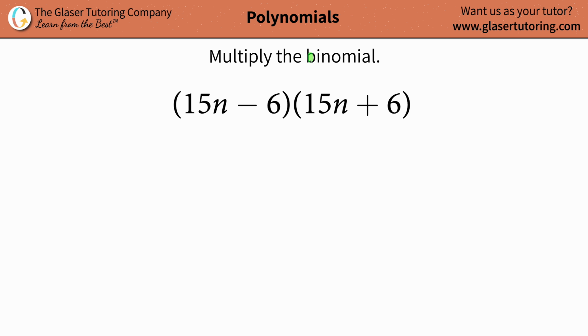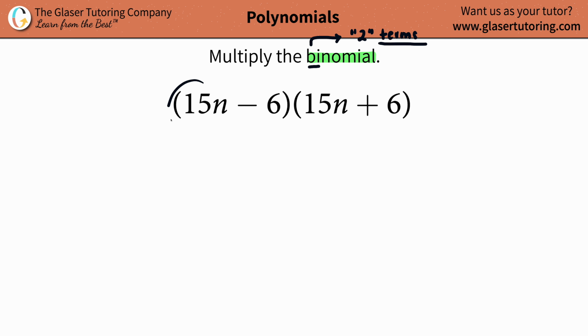Okay, so we got binomials, right? In mathematics and in science, the prefix bi means that we just have two of something. So anytime that you see bi something, that just means that you have two of whatever you're talking about. And since we're talking about polynomials, we're talking about two different terms.